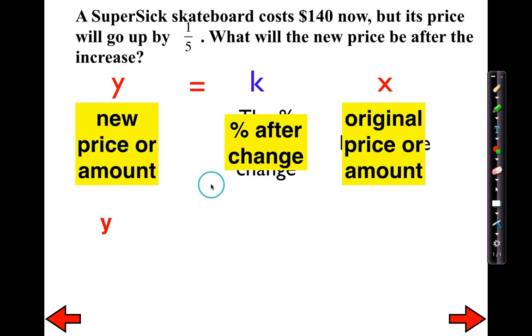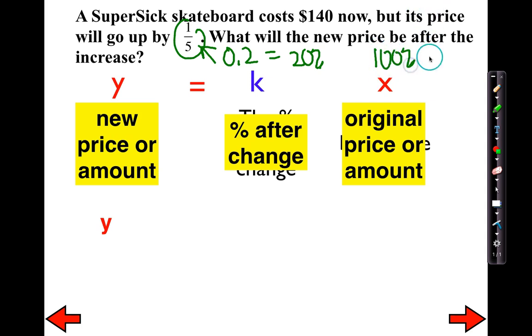Now with that said, if it's getting marked up by 1/5, hopefully you remember this is 20%, which is basically 2/10 as well, however you want to see it. So that means if you're marking it up 1/5, you're paying for 100% of the item plus the 20%. So altogether, you're going to have a grand total of 120%. Now let's change it into a decimal. So it's going to be 1.2. So I'm going to say y equals 1.2.